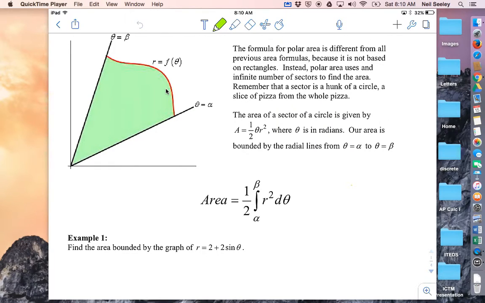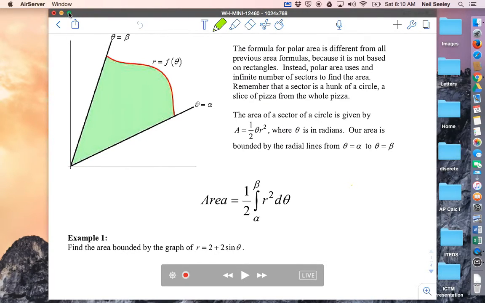Here's a little help on how to just tackle basic area problems in polar. I'm going to make full screen here just a second so I can get my screen up and running.